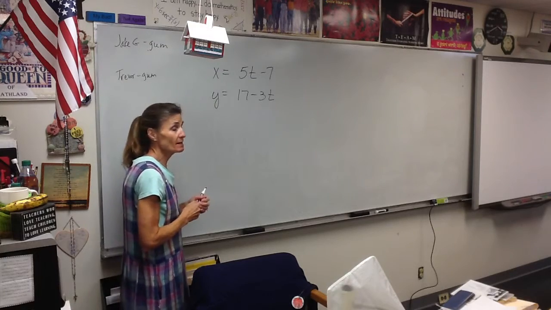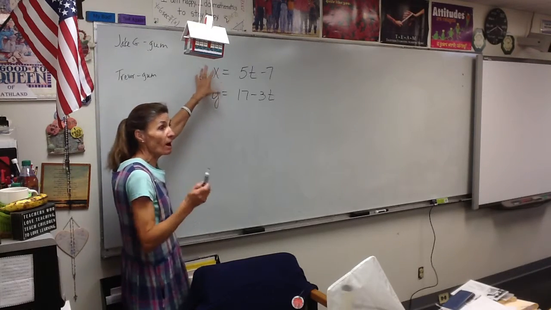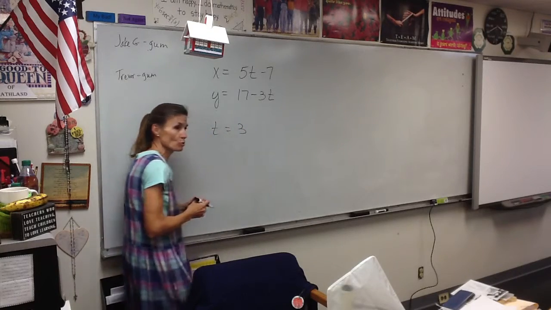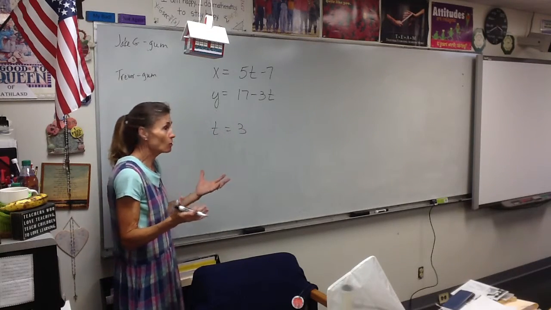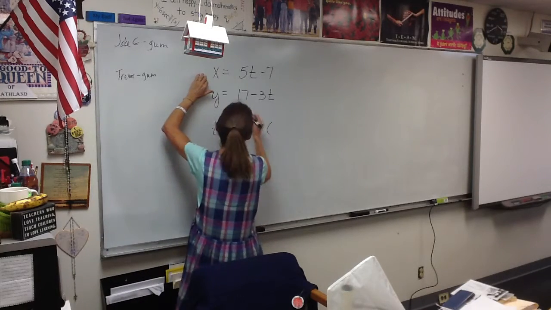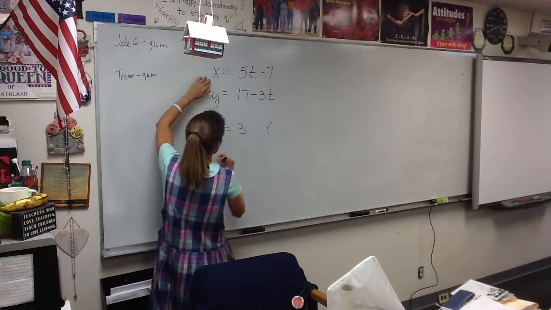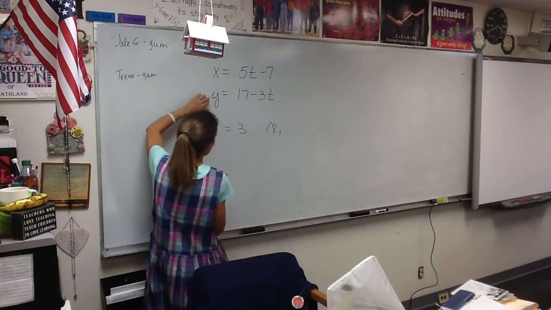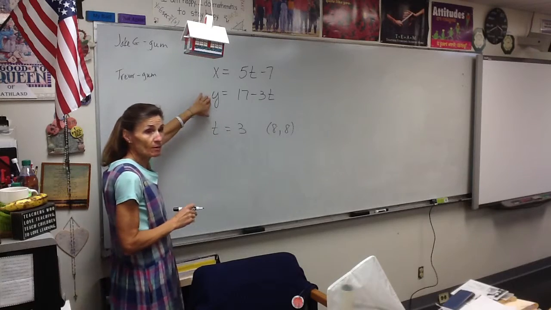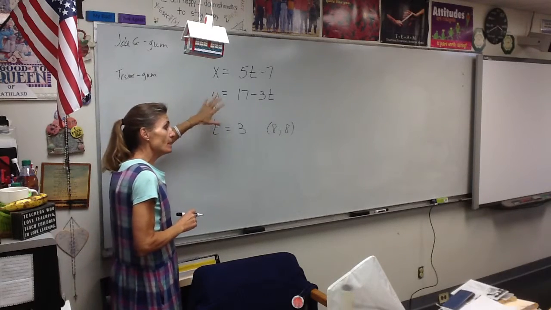So let's say this describes some object somewhere. If somebody says, where is this thing when t equals 3? That's easy. All you do is what? Plug in 3. So when t is 3, x would be 8, and y would also be 8. Coincidence? Is that okay? So that's easy.